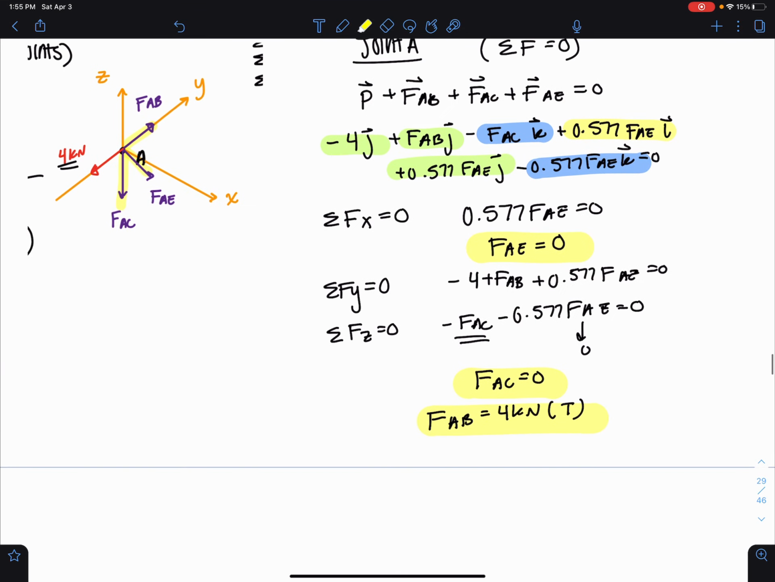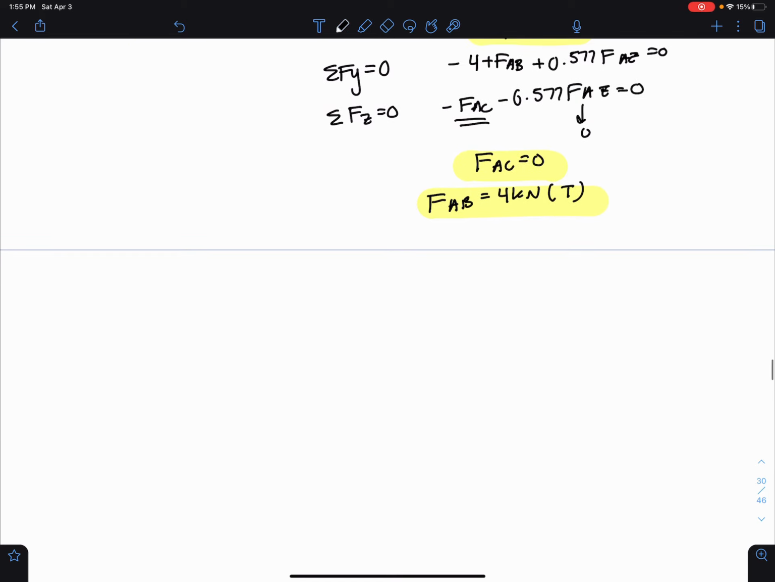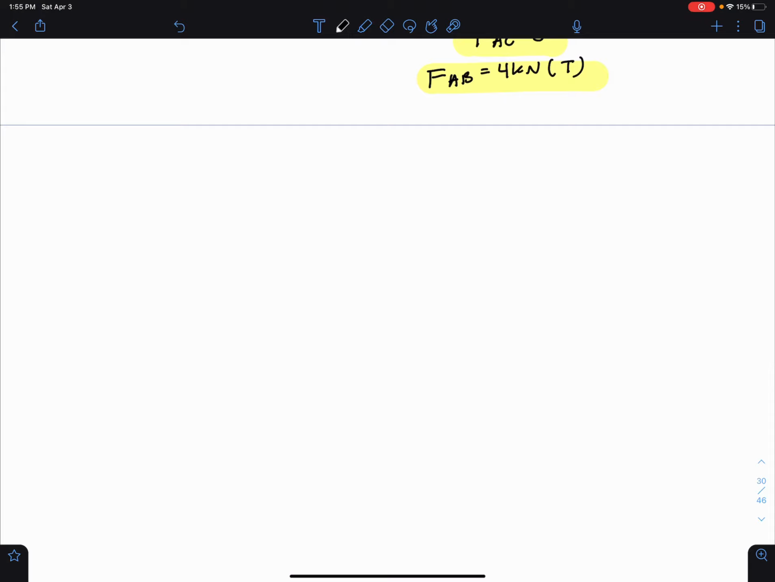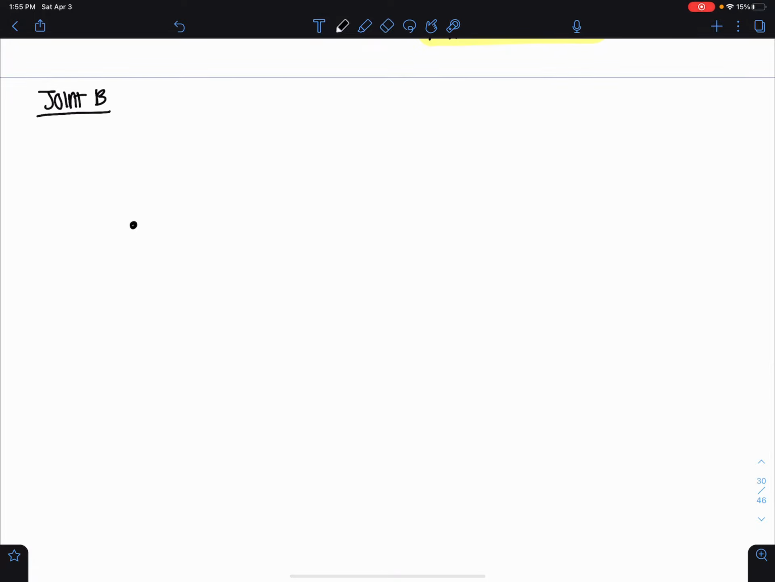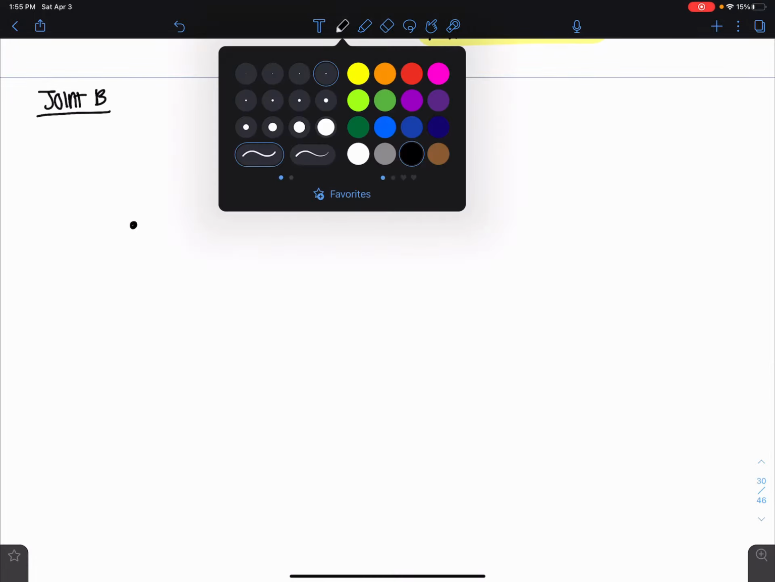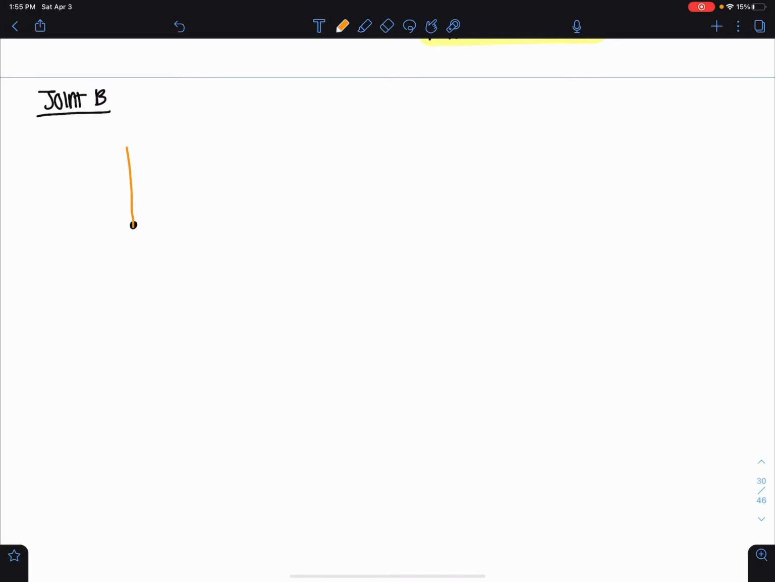Okay, we still need to analyze joint B though, because we want to solve for all of the forces in this system, not just the ones at joint A. Okay, so we're going to continue here. We're going to go ahead and do the same thing for joint B. Okay, so here I'm going to draw joint B. I'm going to go ahead and draw the coordinate axes again.